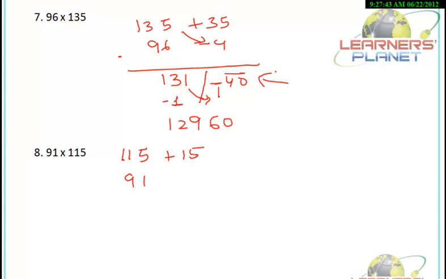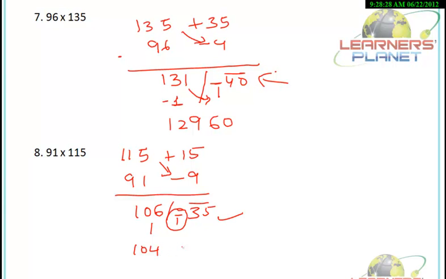Similarly, it's 115 into 91. It's plus 15. It's minus 9. 15 into 9, 135, negative 1, 35. 115 minus 9 is 106. We have to deduct 1 from this calculation, and further this one also we have to deduct. So finally we'll be getting 104, and this 35 we have to deduct from 100. So we'll be getting 65. So the final calculation is 10465. I hope you'll find it easy, friends.